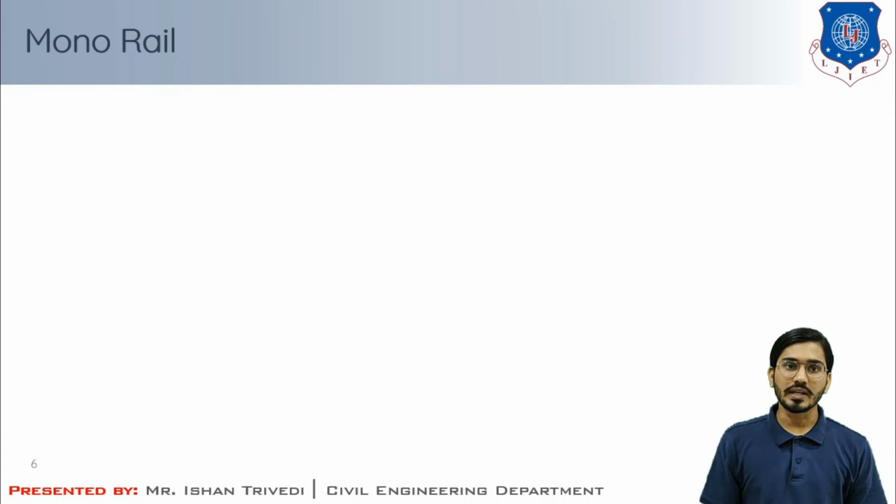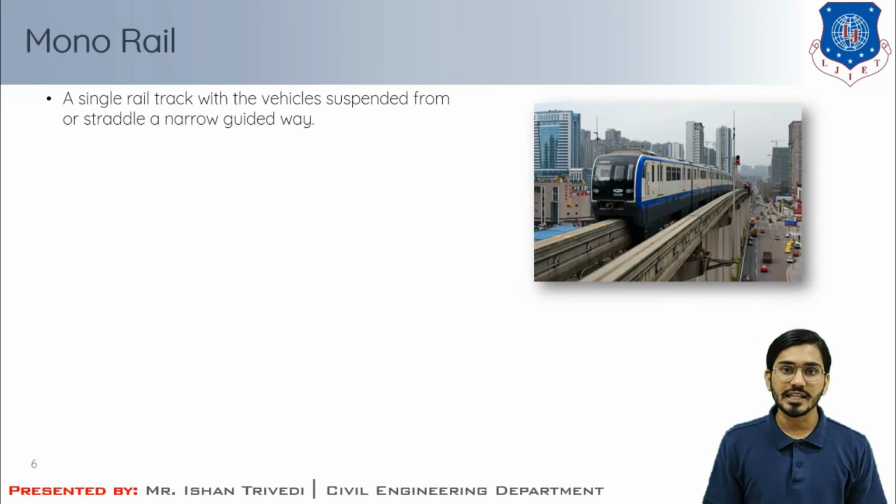Next is the monorail system, or MRS, which comprises a single rail track with a vehicle suspended from, or you can say straddling, the guided way. Here monorail vehicles are wider than the supporting guided way structure. In most cases the rail is elevated, but it can also be at grade or in subway tunnels. Here you can see in this picture that the guided way is narrower than the platform of the railway, and that's why it requires minimum space in terms of its pillar and girder as well.